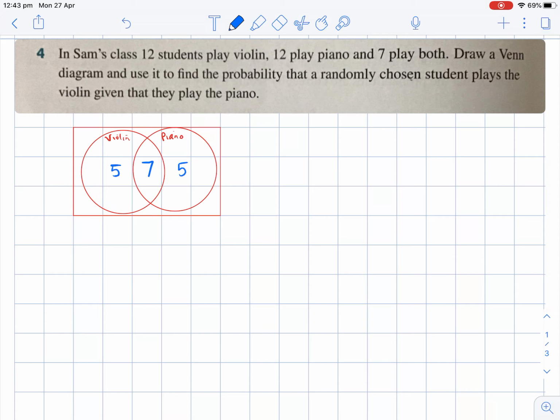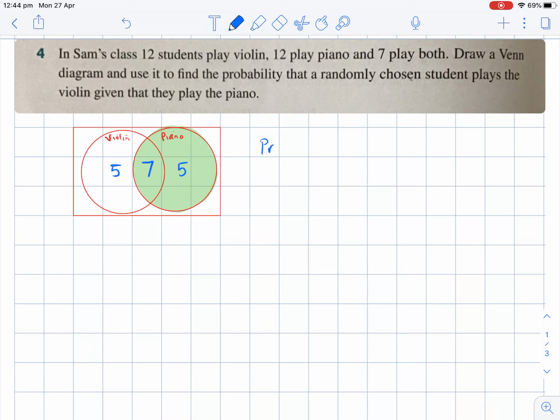So it says, use this diagram to find the probability that a randomly chosen student plays the violin given that they play the piano. So let's just use common sense. We already know that they play the piano. So the only kids that I'm really interested in are the ones in this circle here. I don't care about that 5 that sit outside of that circle because they're not part of the question.